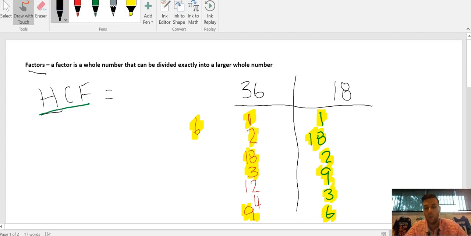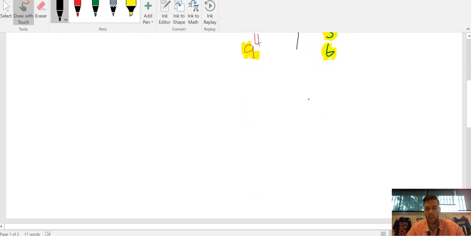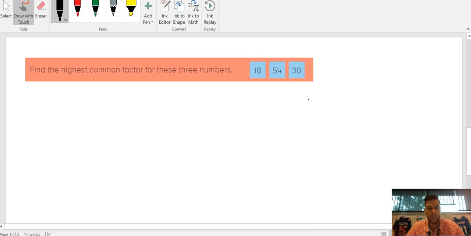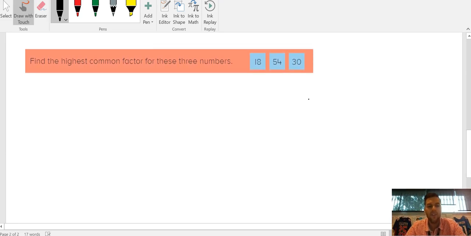However, let's look at it. What is the highest common factor? What is the largest number they both have in common? We should clearly be able to see that 18 is our HCF for these two numbers. Fantastic. That's a simple one. Let's go a little bit trickier. Let's go down to this question here. Let's find the highest common factor between 18, 54, and 30.